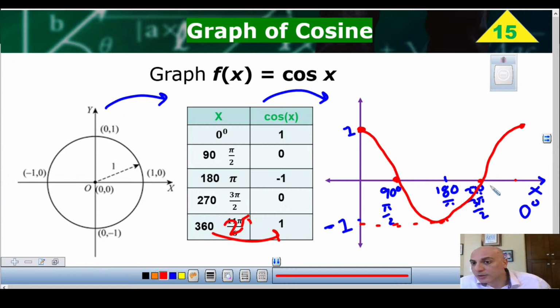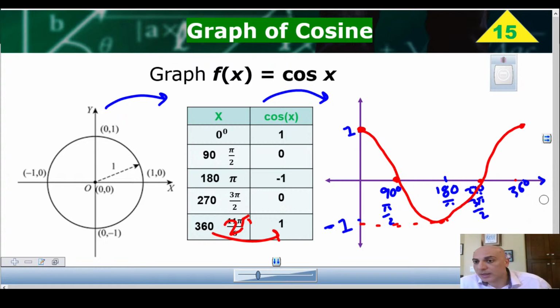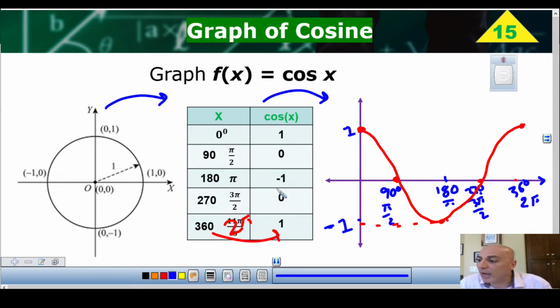Okay? And then goes up to 0 again, and then all the way to the 1 at 360. So I'm going to put 360 here. Let me erase this x-axis here, or the 2 pi. So this is the shape of the cosine function. You start at 0, 1, you go down to 0, down to -1, back up to 0, and then all the way up to 1 again.